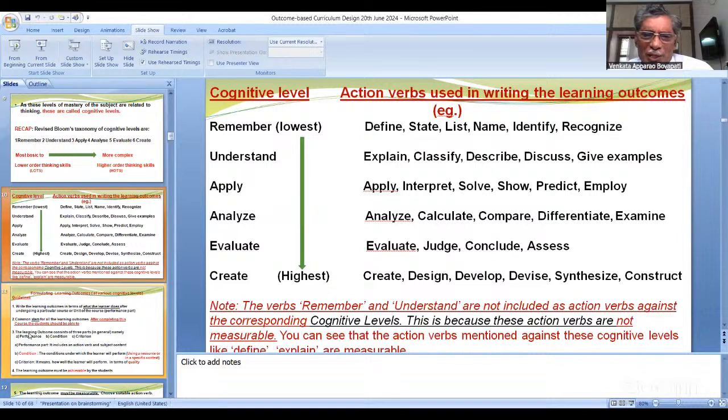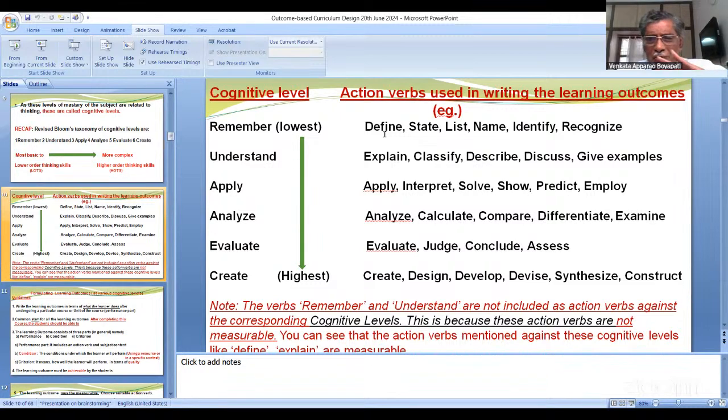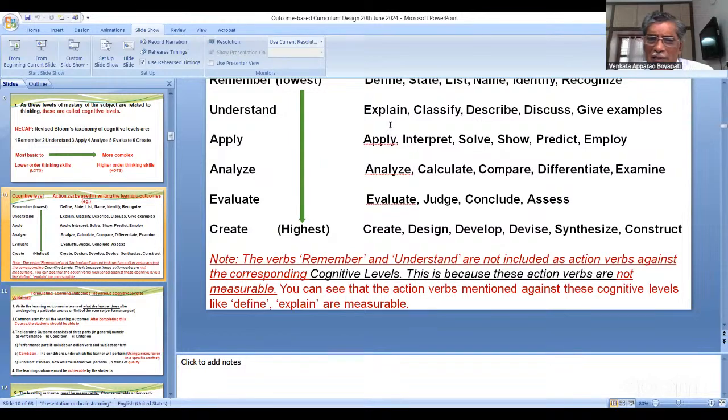So here I'm going to explain, see, ultimately, we use action verbs in writing the learning outcomes, right? Those action verbs depend upon the cognitive level. Therefore, for the remember cognitive level, we use action verbs such as, examples only here, the entire list is given on the internet, given by Bloom: define, state, list, name, identify, recognize, etc. Then the understand level: explain, classify, describe, discuss, give examples, etc. Then the apply level: apply, interpret, solve, show, predict, employ, etc.